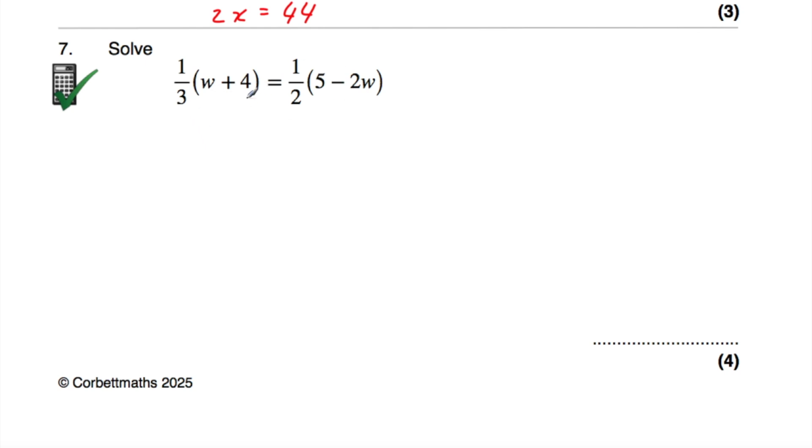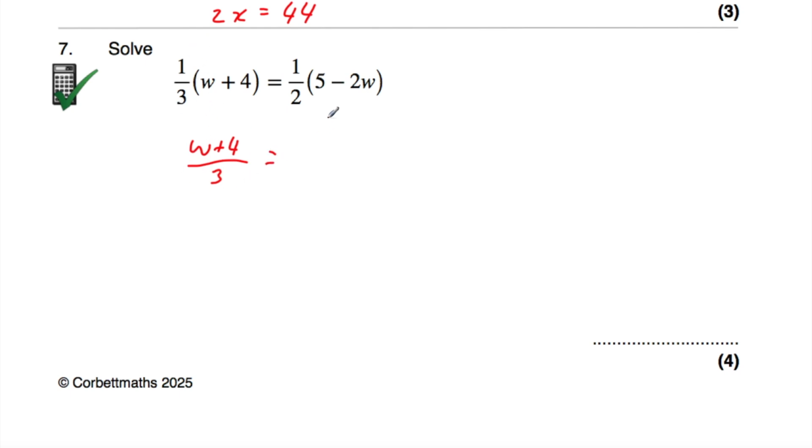But actually what I'm going to do is, because we're dealing with cross multiplication here, it says a third of w plus 4. Now if we do a third of something, we're dividing it by 3. So I'm going to write this in a different way. I'm going to write it as w plus 4, and then I'm going to write over 3, because whenever you divide something by 3, it's the same as finding a third of it.